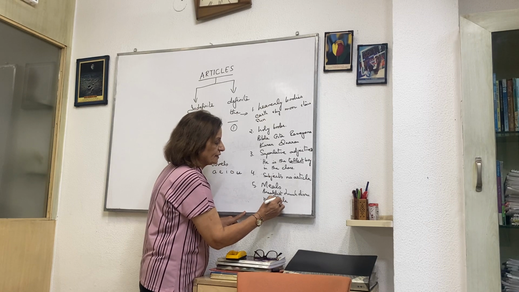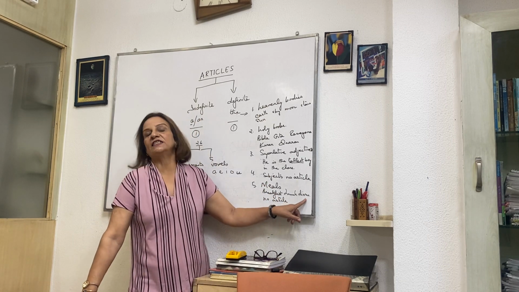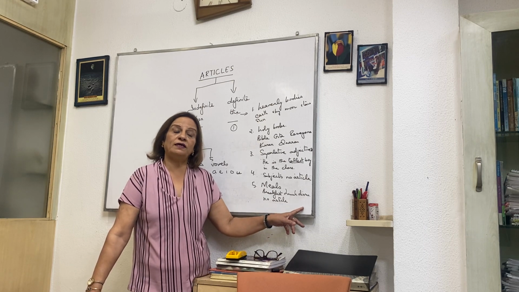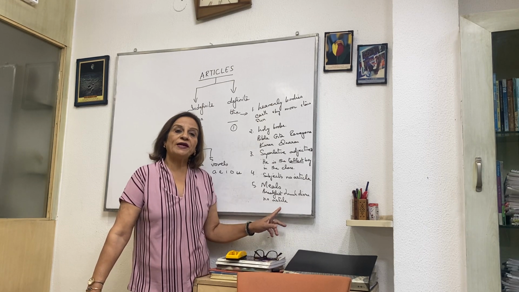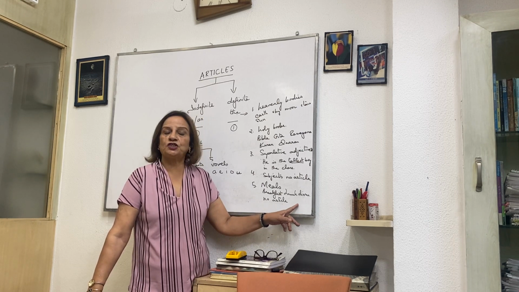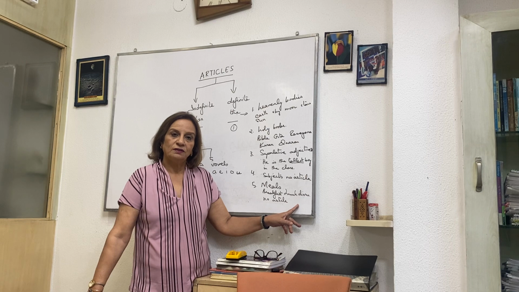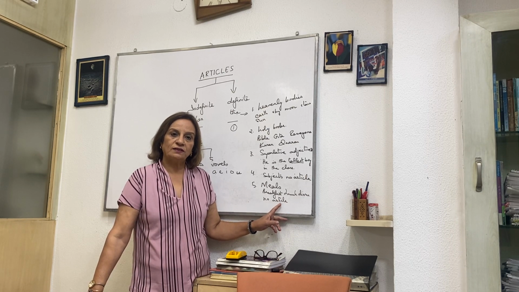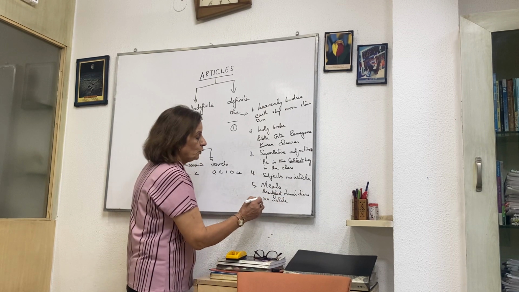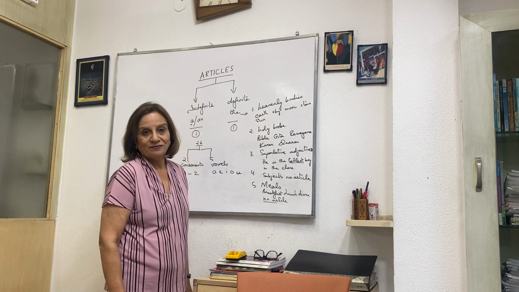For example, I say, my friend has invited me for dinner. My friend has invited me for a dinner. Wrong. My friend has invited me for dinner. I am going for lunch to my friend's house. I have eaten my breakfast. Okay? So in front of meals, no article is used. Is it clear?